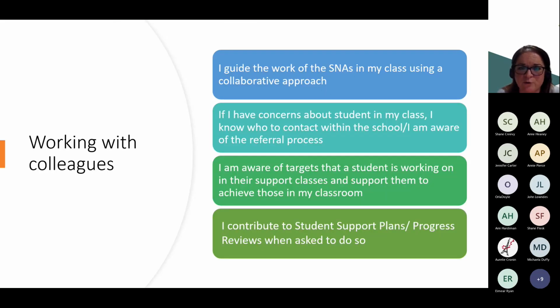So we've had a quick look now at what you can do at classroom level in terms of your content, your process, your product, organisation and classroom management. So I want to finish this part of the session with a little bit on working with colleagues. If you just think to yourself, I guide the work of the SNA in my class using a collaborative approach. If I have concerns about the students in my class, I know who to contact within the school and I'm aware of the referral process. I am aware of targets that a student is working on in their support classes and I support them to achieve those in my classroom, and I contribute to student support plans or progress reviews when asked to do so.